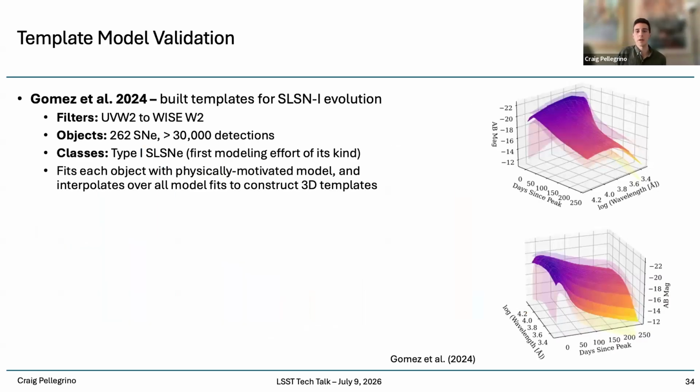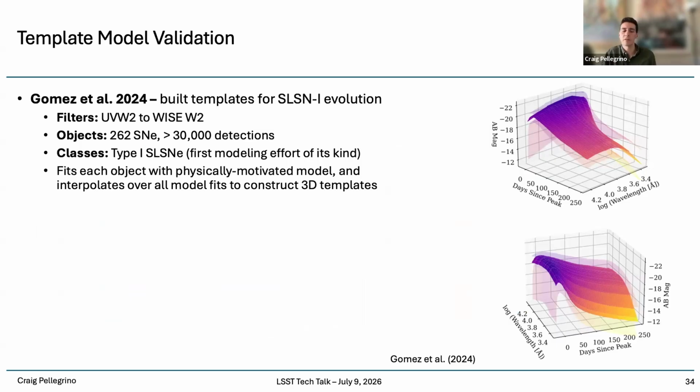We also did a similar comparison using these Type I superluminous supernovae templates in the literature. This is work done by Gomez et al. They built the first templates of Type I superluminous supernovae, which are shown here on the right. So similarly, they fit between the UV and the infrared. Their sample consists of more than 260 superluminous supernovae with over 30,000 detections.